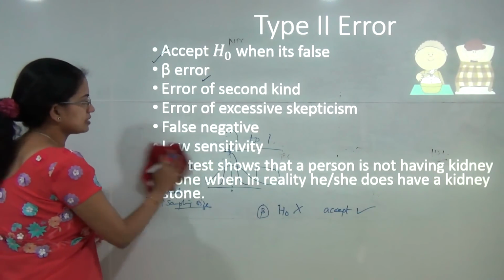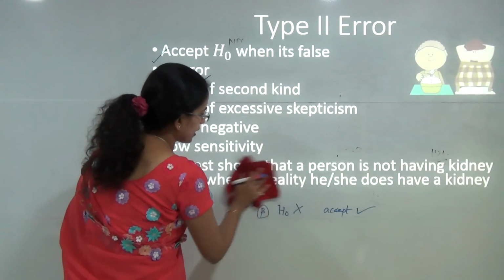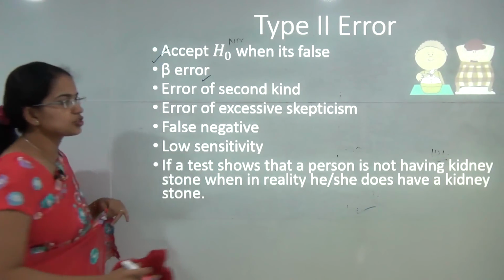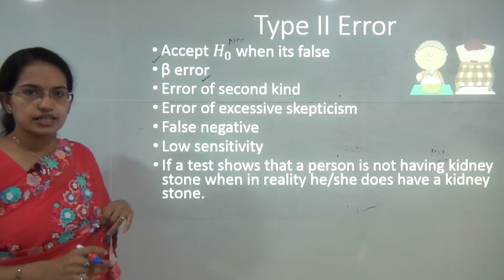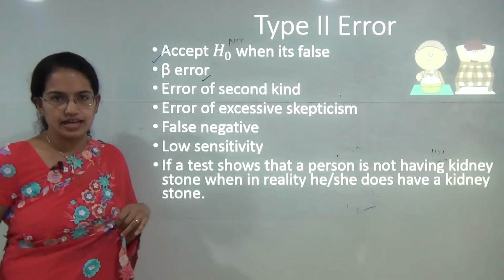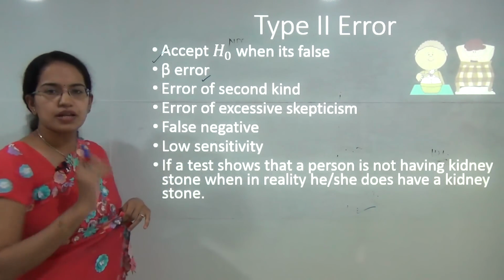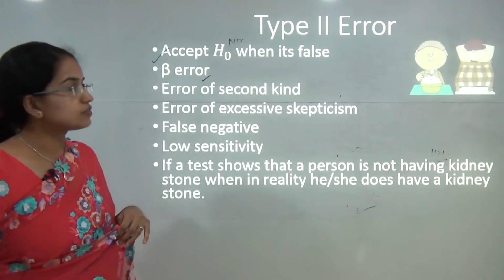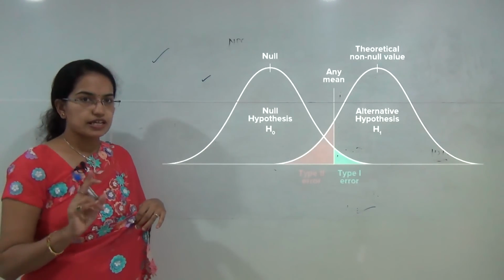Now again, there is an example here which is similar to our example. If a test shows that a person does not have a kidney stone when in reality he has a kidney stone, that would be an example of type 2 error. So with this we cover the type 1 and the type 2 error.